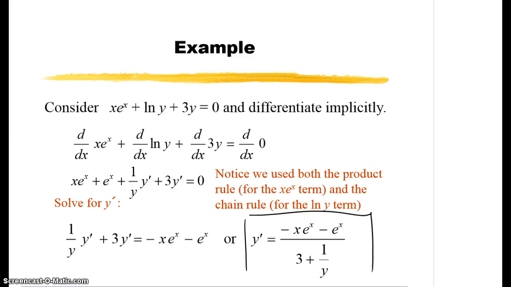Negative x e to the x minus e to the x. They didn't factor like I did here. Over negative 3 plus 1 over y. And there we have it.